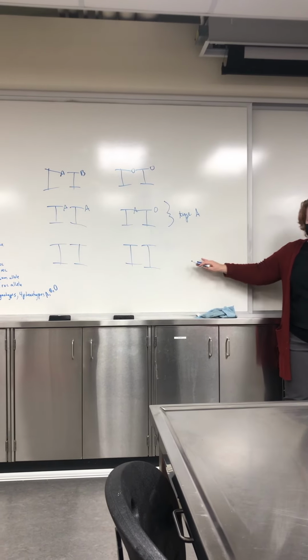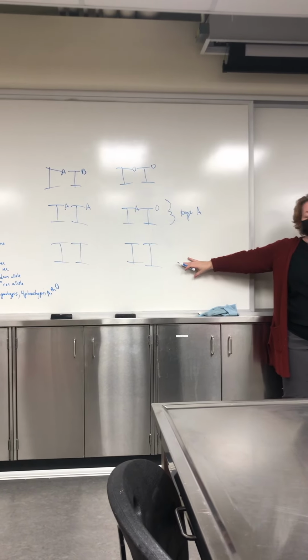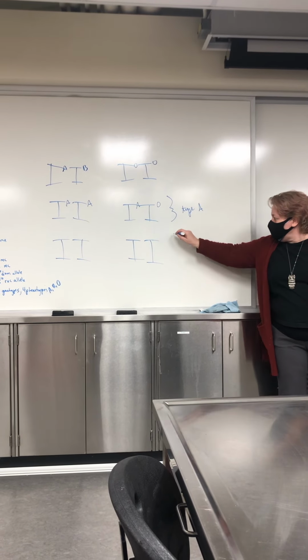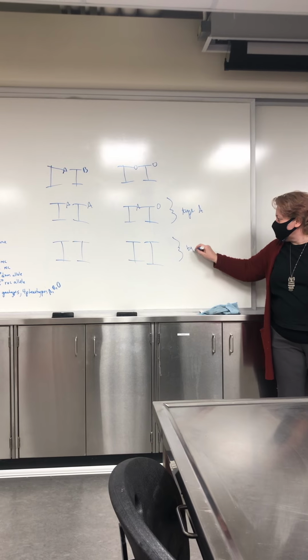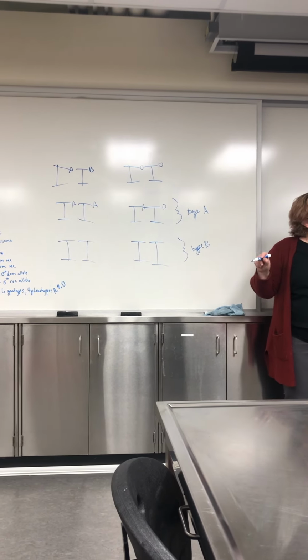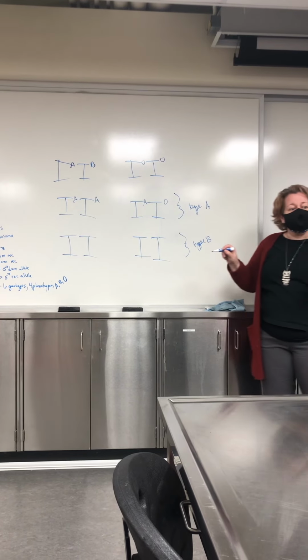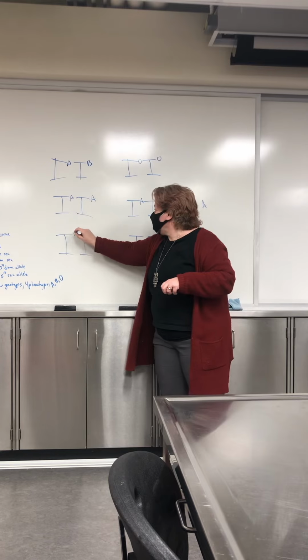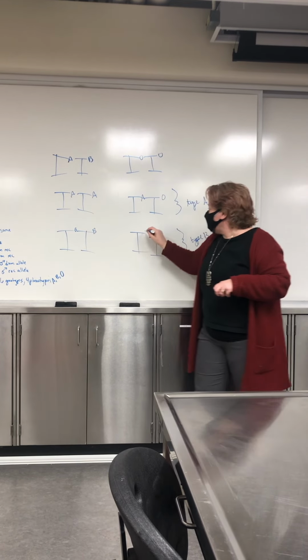Go ahead and fill it in for yourself. Just do this on your own. What are your blood types? What is your genotype? If you are type B, what are the two possibilities? Joe, you want to try it? IBIB, IBIO. Very good. IBIB, IBIO.